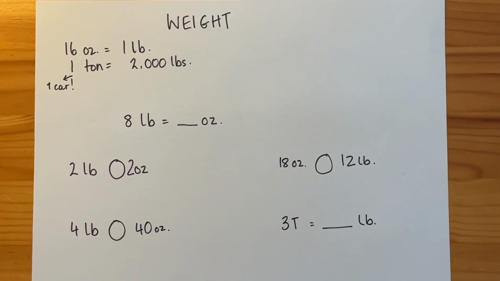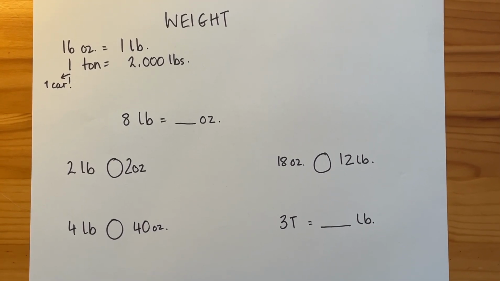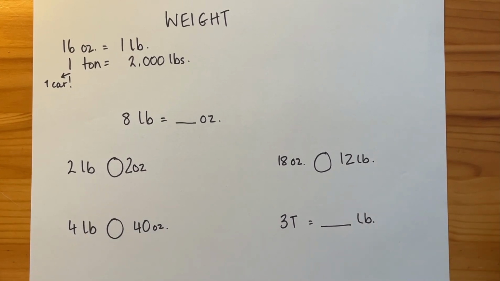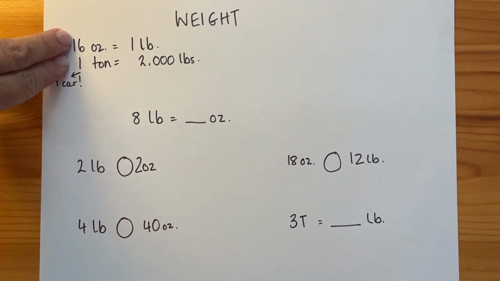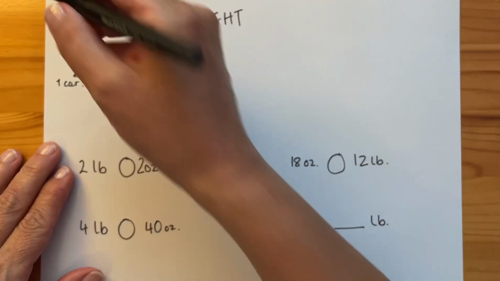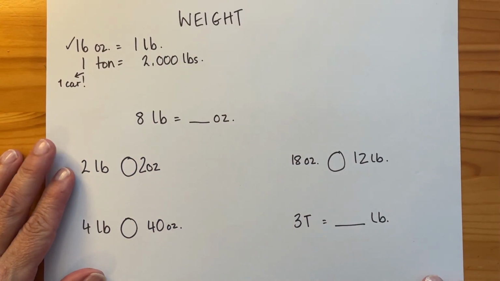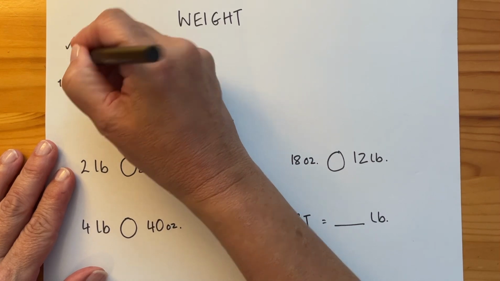So we're still looking at units of measurement in the US customary system, which is the American form of measurement. But this time, instead of talking about length, we're going to talk about weight, what the weights are in US customary. Okay, so you do need to memorize these two important conversions. You do need to know that 16 ounces is 1 pound and that 1 ton is 2,000 pounds.